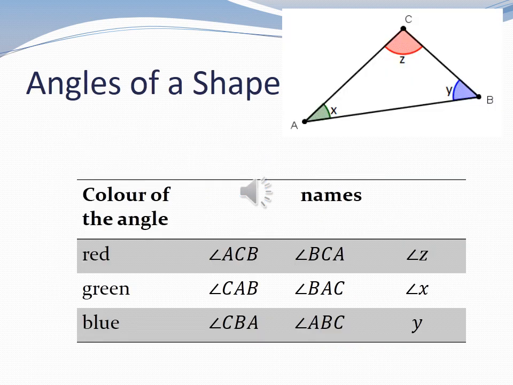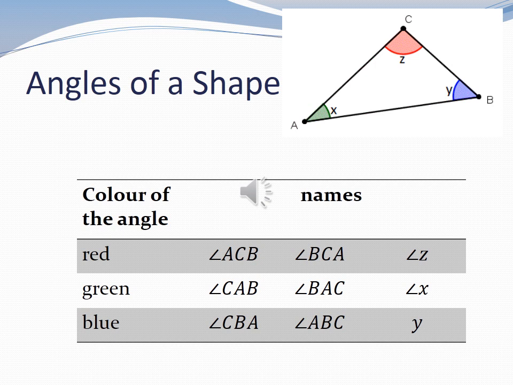Angles of a shape. Here you can see a triangle. There are three angles and they are colored. In red color, you can see the angle ACB or BCA, as well as we can call it Z.